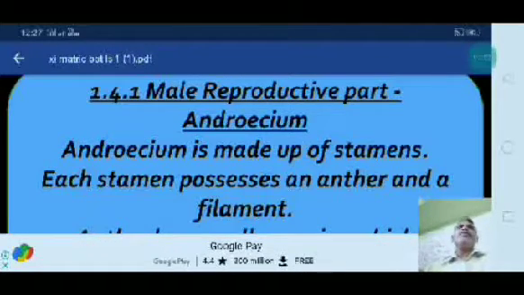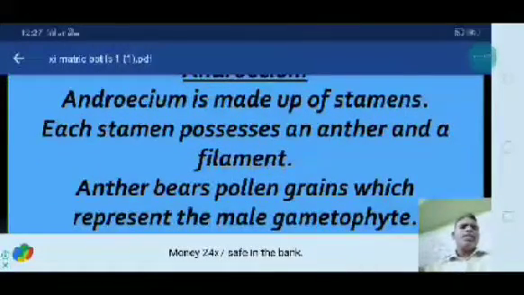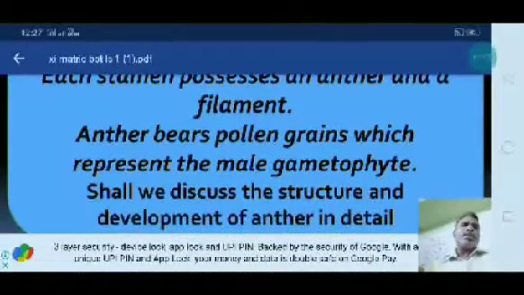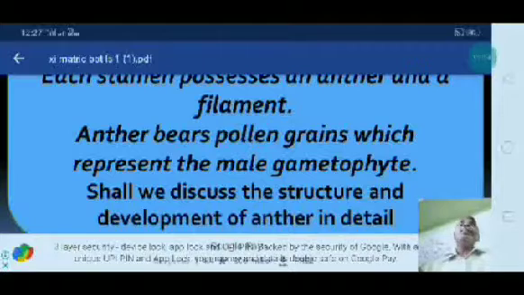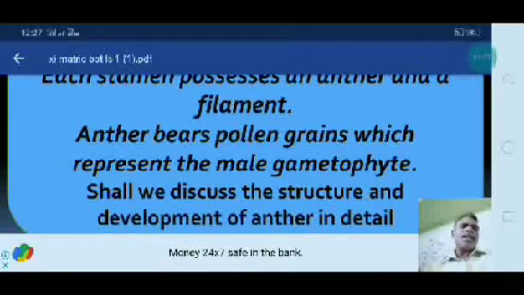Androecium is mostly made up of stamens. Each stamen possesses an anther and a filament. Anther bears pollen grains, which represent the male gametophyte. That is, the pollen grains are nothing but the male gametophyte. Shall we discuss the structure and development of the anther in a detailed manner?